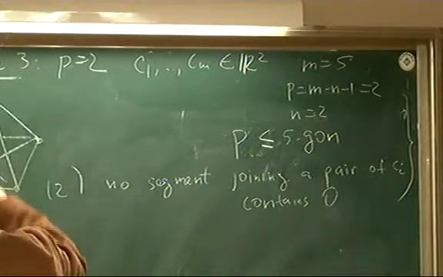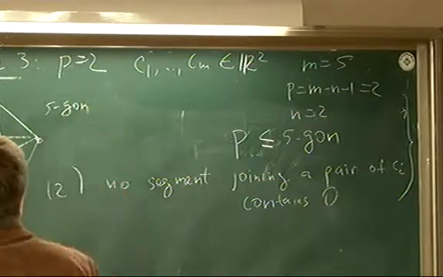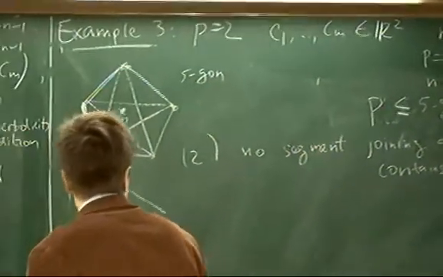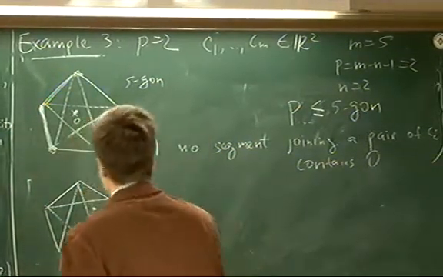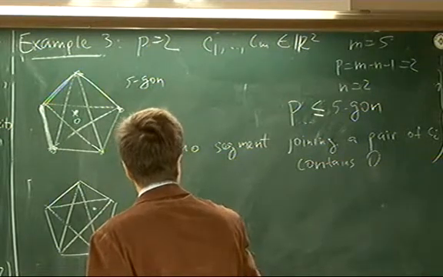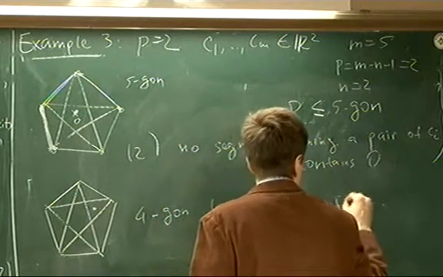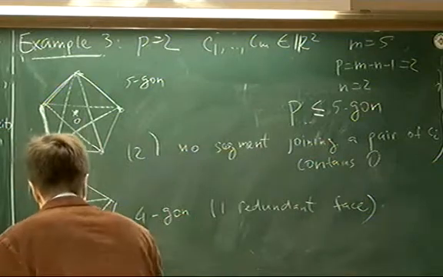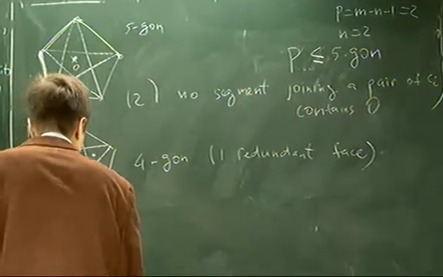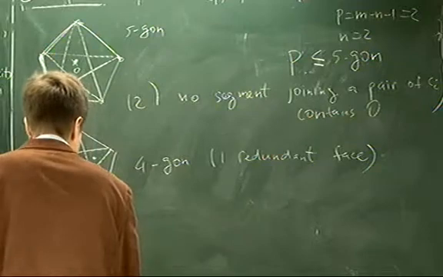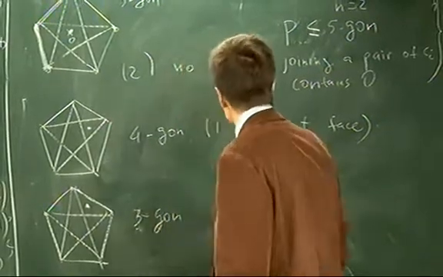This one corresponds to a 5-gon. I'll explain probably a bit later why exactly this. Then this one corresponds to a 4-gon, so 1 redundant facet. And finally this one, this configuration corresponds to a 3-gon with 2 redundant facets.